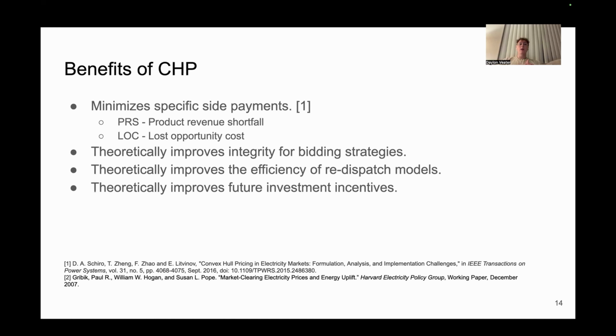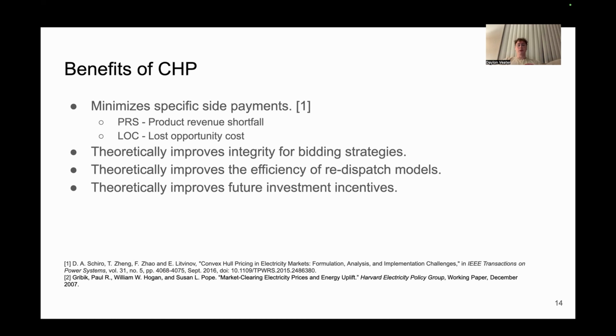Beyond that, theoretically, CHP would improve the integrity for bidding strategies. The idea there is simply that a price structure that encompasses fixed costs and is just more descriptive of what's going on is going to make it more difficult for generators to play the market, so to speak. In the same way, those more transparent cost structures would also help the efficiency of redispatch.